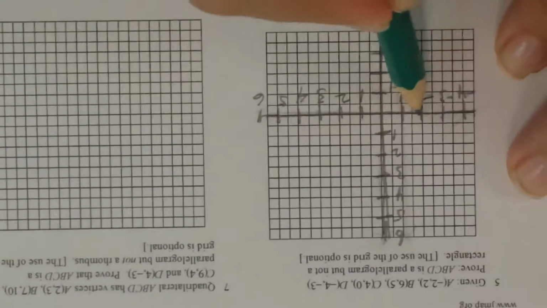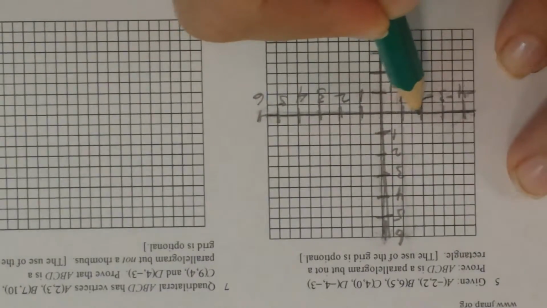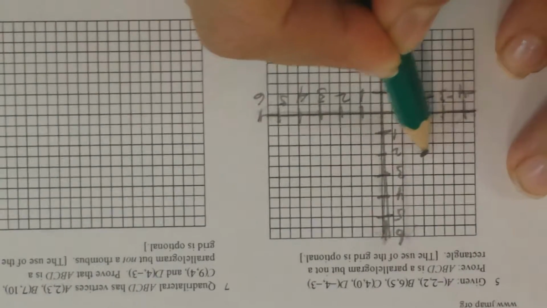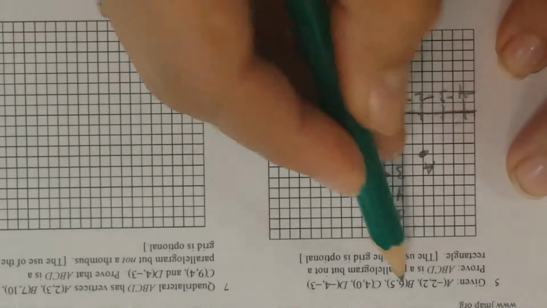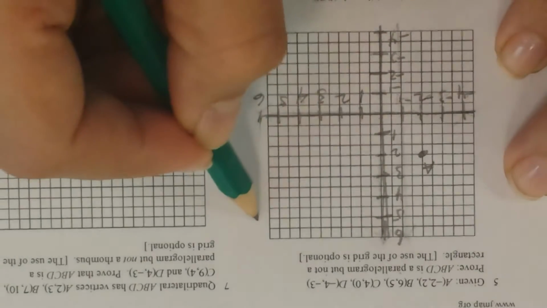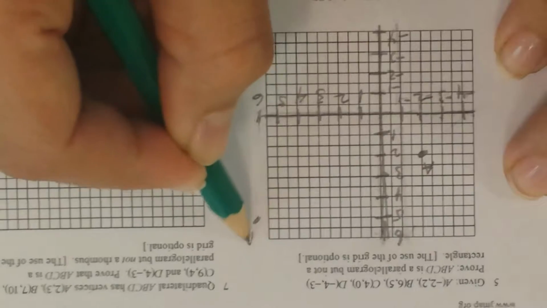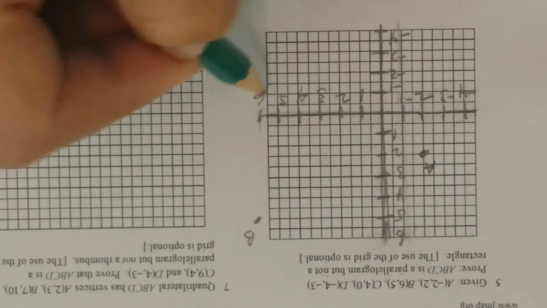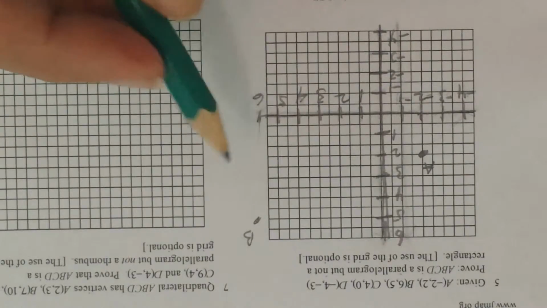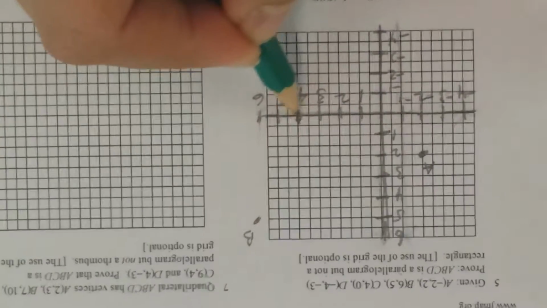So -2, 2. It's going to be point A. Point B is 6, 5. So 6 and then 5. Again, I'm off the paper just because my 6 goes off the paper. 4, is that 4, 0? Yeah, 4, 0. So 4, 0, point C.